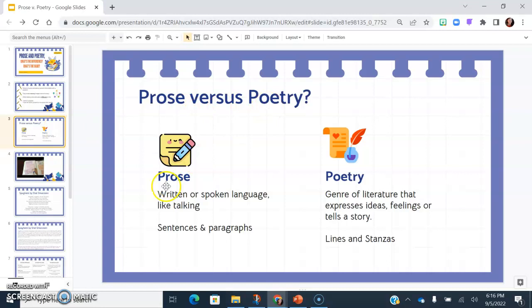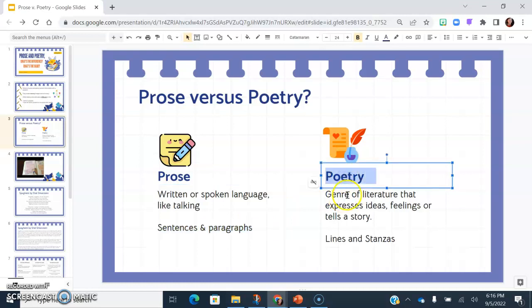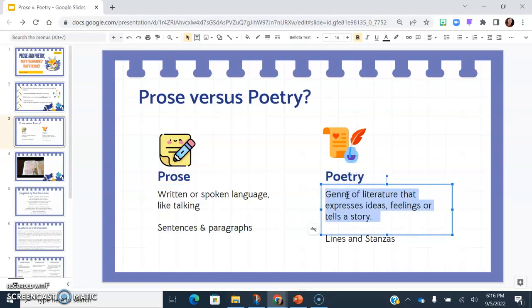Prose versus poetry. Prose is written or spoken language, like talking. Typically, it's organized in sentences and paragraphs. Poetry is a genre of literature that expresses ideas, feelings, or tells a story, but it is organized with lines or stanzas.